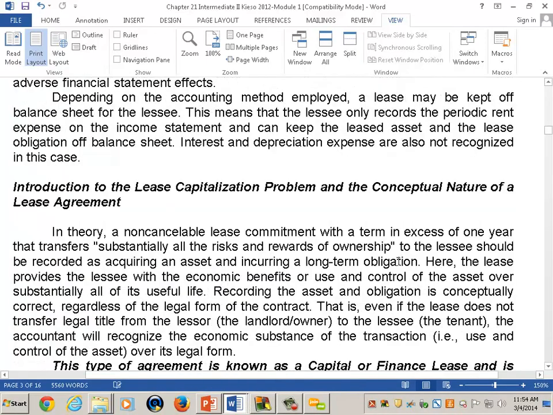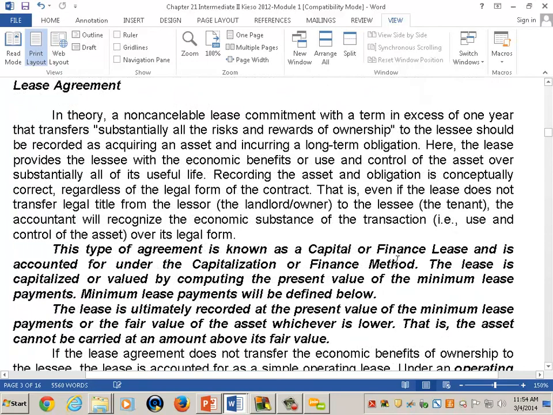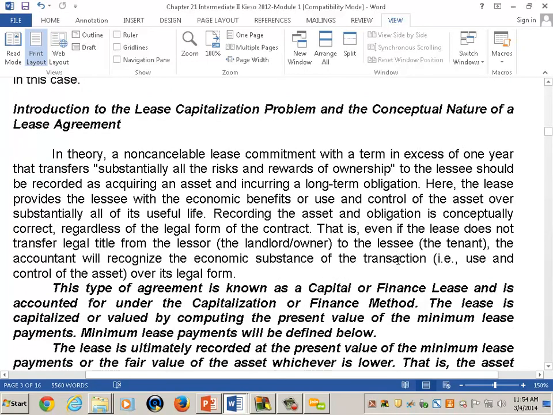And typically, if you look at this next section, basically what I'm saying is that if the contract is non-cancelable for a term in excess of 1 year, passing all of the risks and rewards of ownership to the lessee, even if legal title does not pass, it's the equivalent of buying the asset with long-term debt. And that equivalent long-term debt and asset is recorded on the balance sheet. This is known as the capitalization method, or a capital or finance lease.